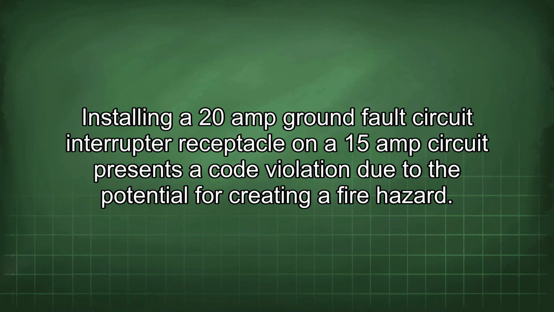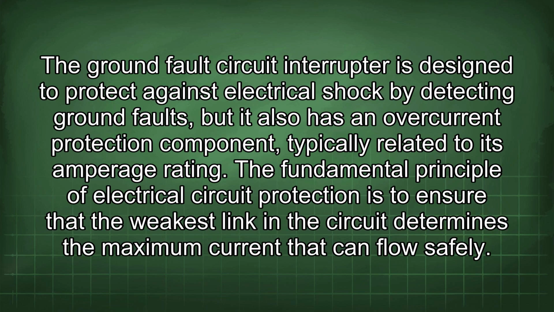Installing a 20 amp ground fault circuit interrupter receptacle on a 15 amp circuit presents a code violation due to the potential for creating a fire hazard. The ground fault circuit interrupter is designed to protect against electrical shock by detecting ground faults, but it also has an overcurrent protection component, typically related to its amperage rating. The fundamental principle of electrical circuit protection is to ensure that the weakest link in the circuit determines the maximum current that can flow safely.